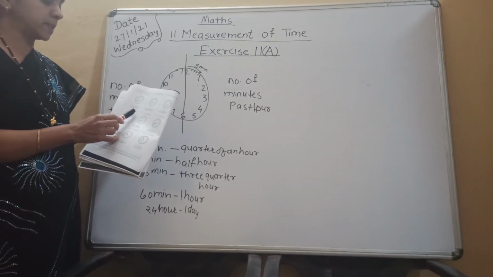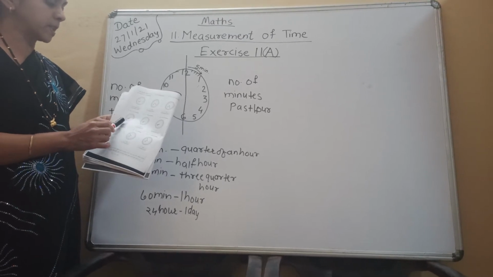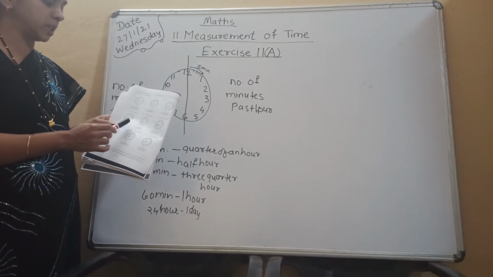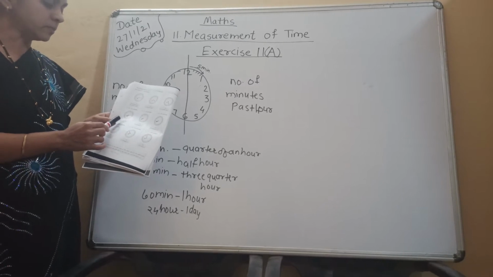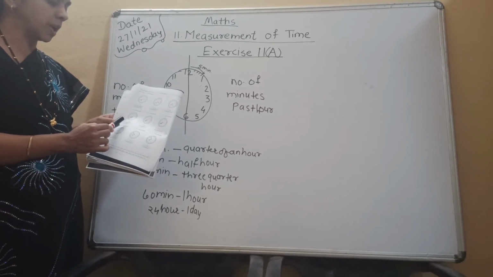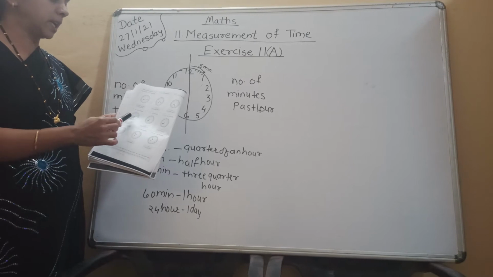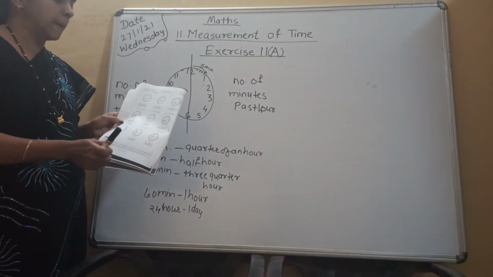5 multiplied by 6 equals 30 minutes. 7:30. Exactly 7:30. So 30 minutes past 7 or half past 7. We can write by both the methods.